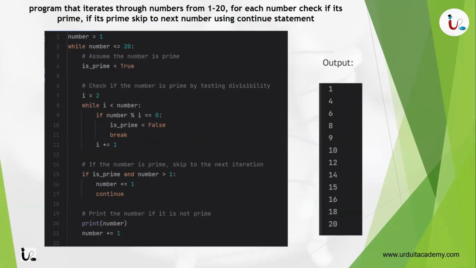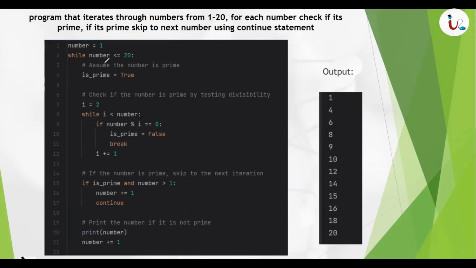Now in the question, they have provided that for each number, we need to check if it is a prime number. If it is a prime number, we need to skip to the next number using the continue statement. Here you can see the first condition is number less than 20, and 1 less than 20 is true. I have created another variable is_prime, which is initially True, assuming that the number is prime.